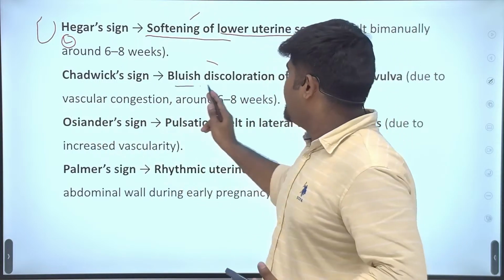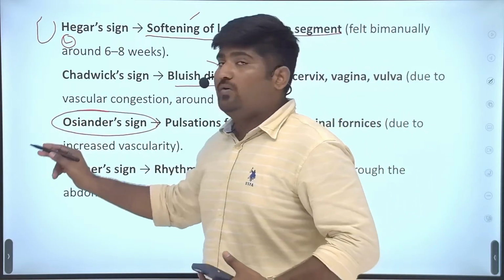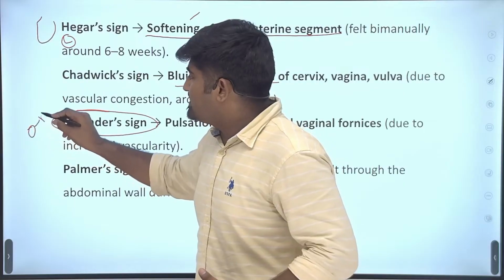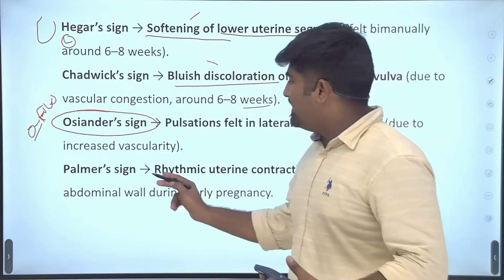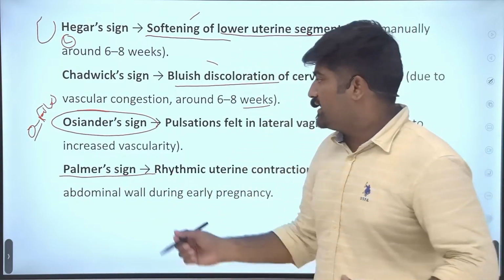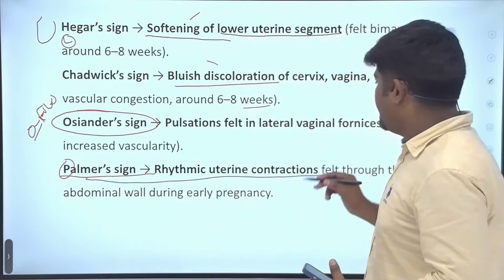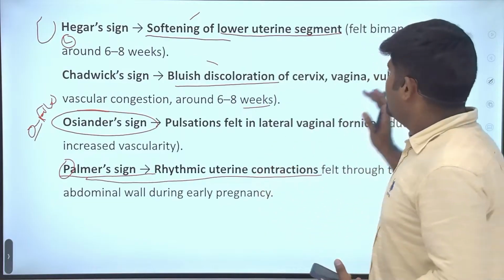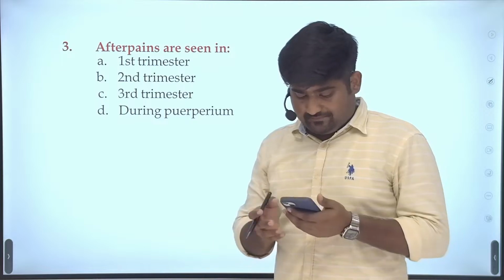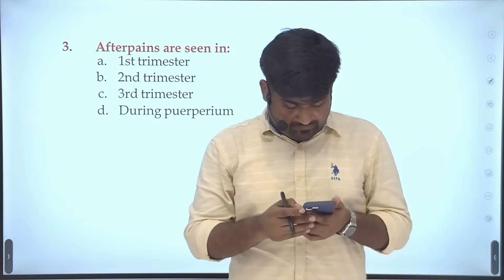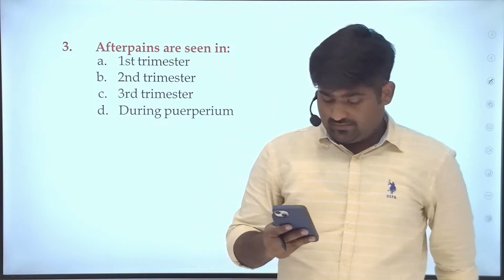Chadwick's sign is bluish discoloration, around 6 to 8 weeks. Osiander's sign is O with pulse. Palmer's sign is rhythmic uterine contraction in the abdominal wall. After pains are seen in these. These are probable signs: presumptive, probable, positive signs.